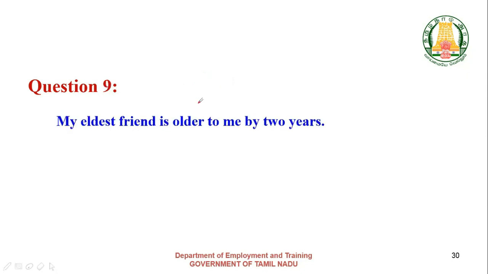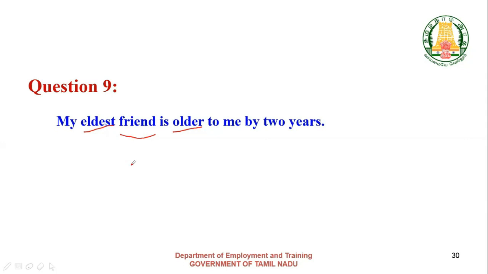Question number 9. My eldest friend is older to me by 2 years. Once again, my eldest friend is older to me by 2 years. In this sentence, can you find the adjectives? Yes, good. Eldest, older, fine. What is a noun? Friend. Okay.